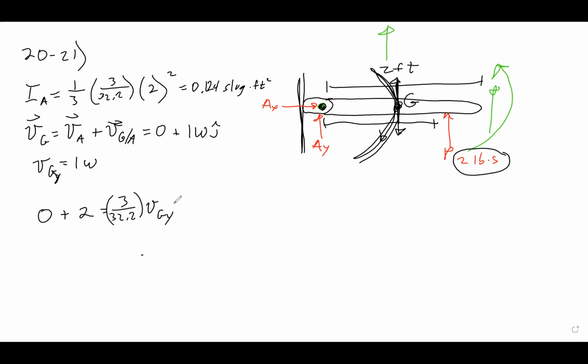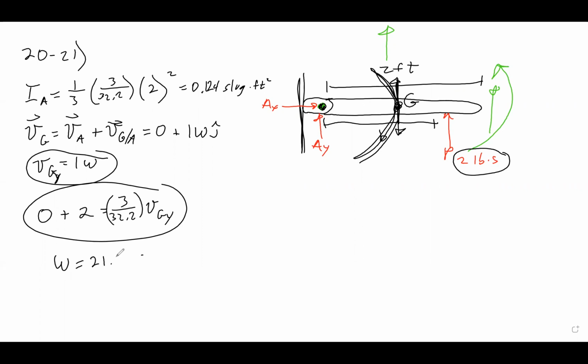All right, so now we can actually solve for omega because we have 2 equations, 2 unknowns. So omega final is equal to 21.47 radians per second. All right, well, what do we do with this? Well, then we can use the angular momentum principle and we can calculate B because we know omega.